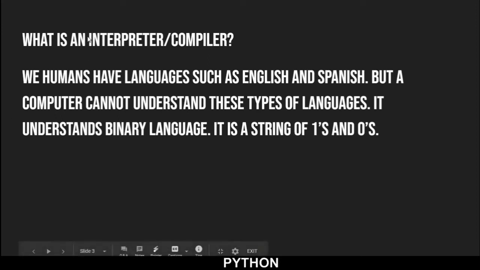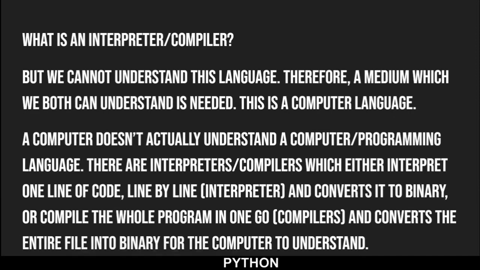What is an interpreter or compiler? We humans have languages such as English and Spanish, but a computer cannot understand these types of languages. It understands languages like binary, which is just a bunch of ones and zeros. But we cannot understand binary, therefore a medium which we both can understand is needed. This is a computer language.